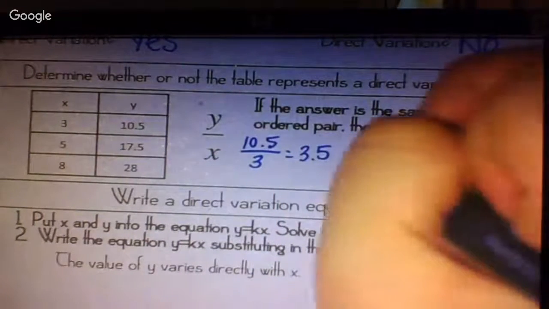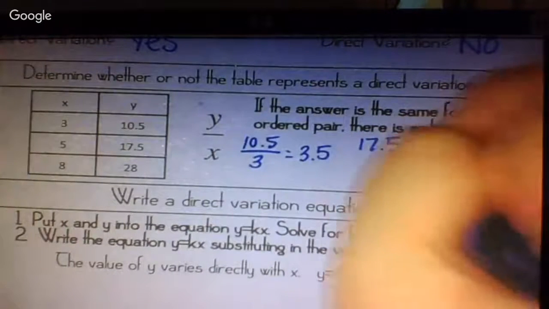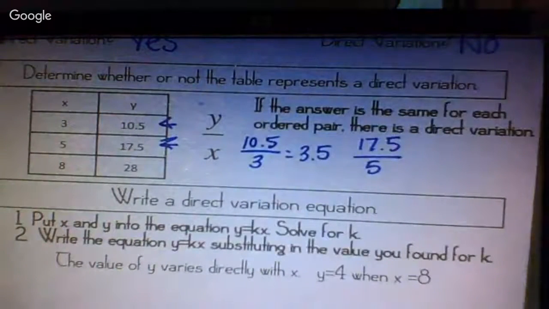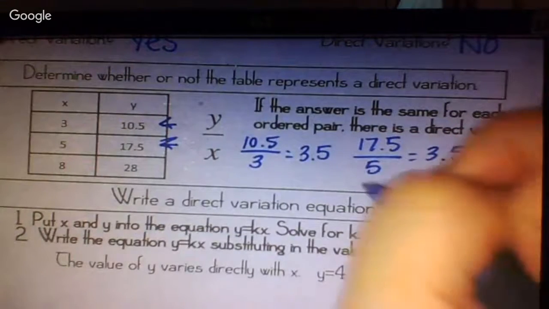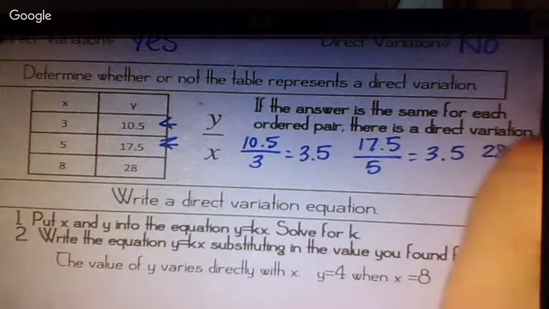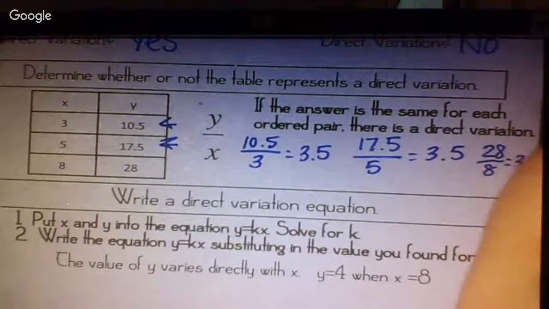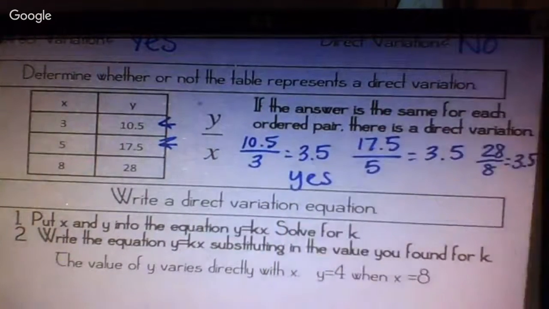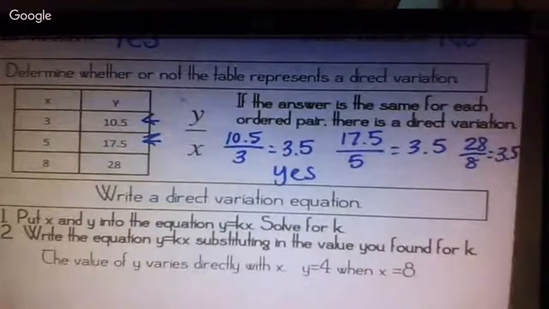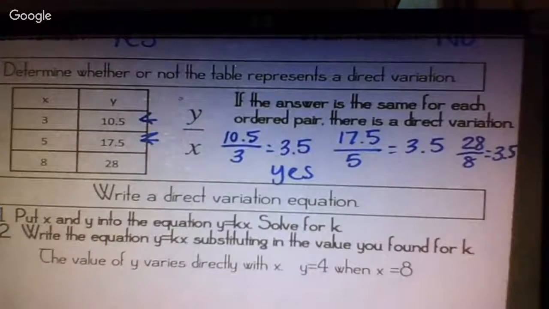Then I'm going to take 17 and a half divided by 5. That's my second ordered pair. That comes out to be what? 3.5. And then 28 divided by 8 is also 3.5. So yes, this is direct variation. So if they give you a table, you can also find direct variation.